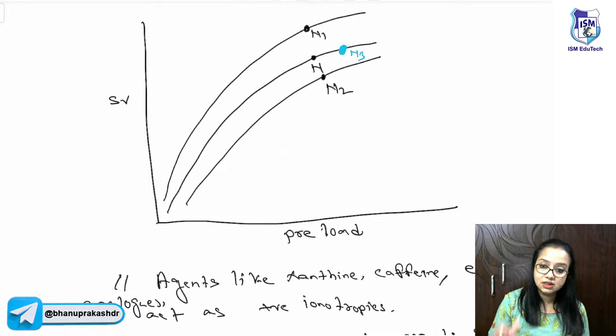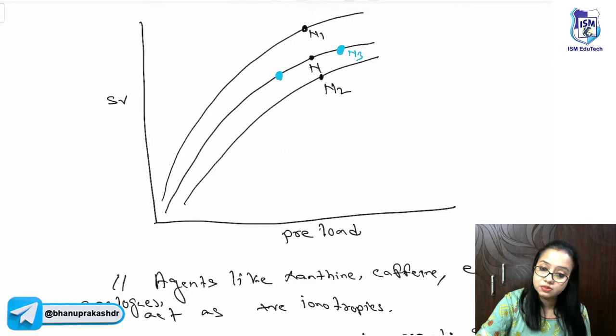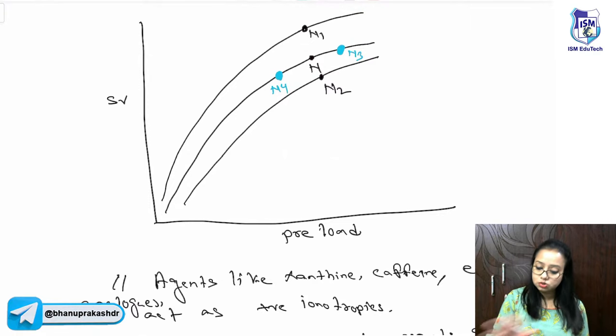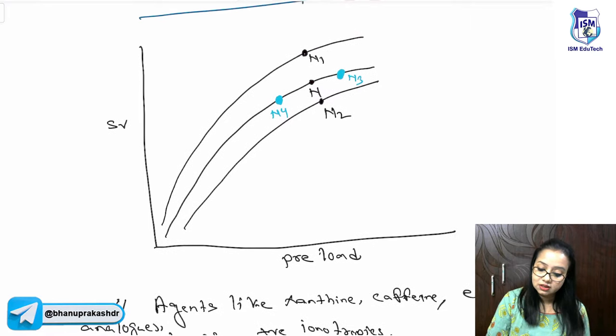Same, if due to any reason, any congestion or any situation of the veins, the preload has decreased, then the force of contraction will also be less to adjust with the preload, and the point will be on the same line, the same Starling curve, but the point will be shifted by the preload. So, in various situations, the point on the Starling curve will adjust in such a way that the contractility can adjust with the stroke volume.